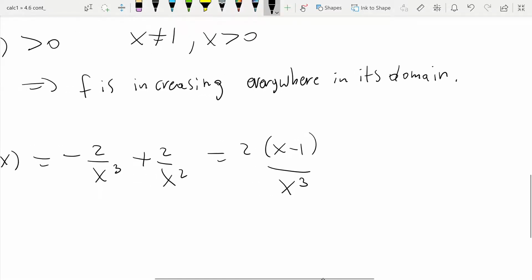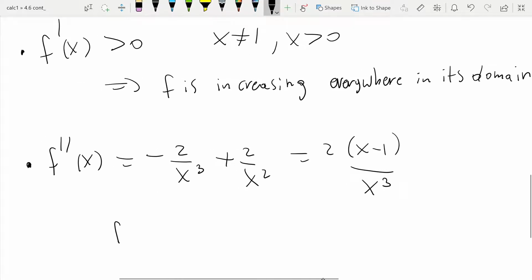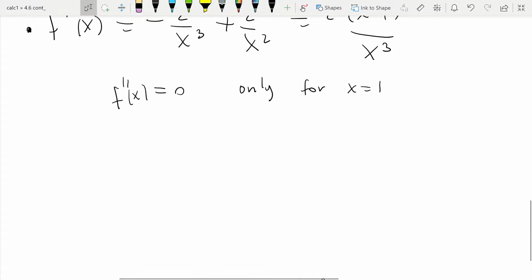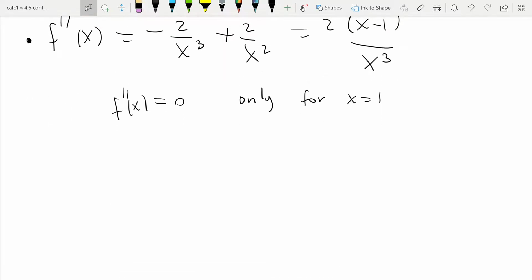So f double prime is equal to 0 only when x is equal to 1. Remember, again, the same thing: a fraction is only 0 if the numerator is 0. So f double prime of x is 0 only for x equals 1.